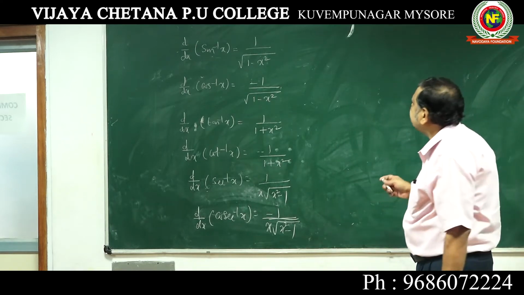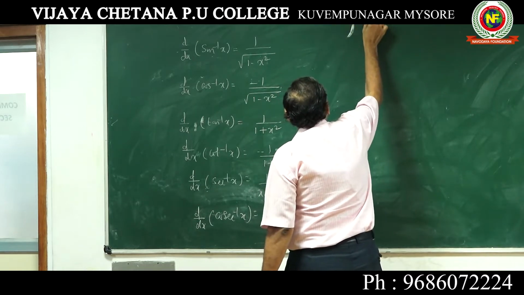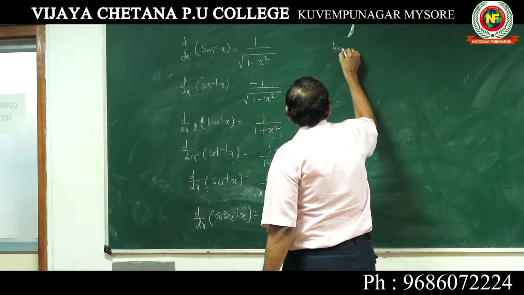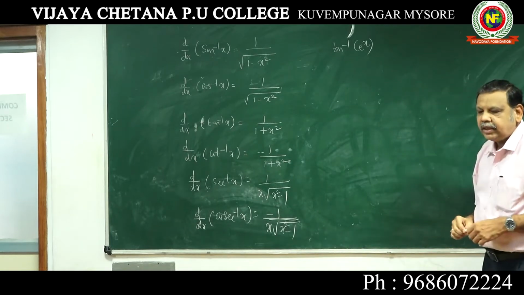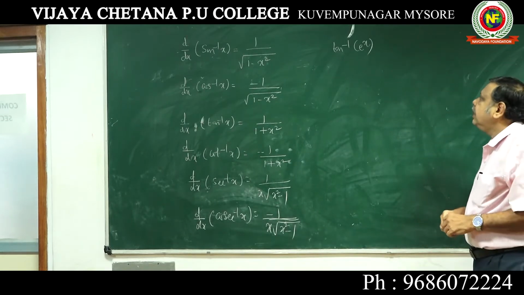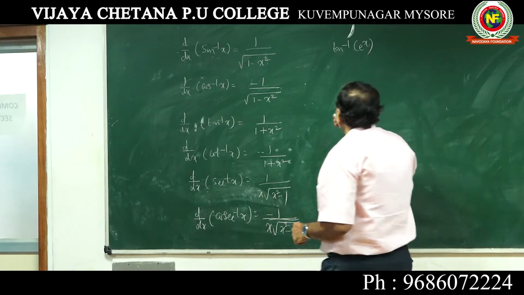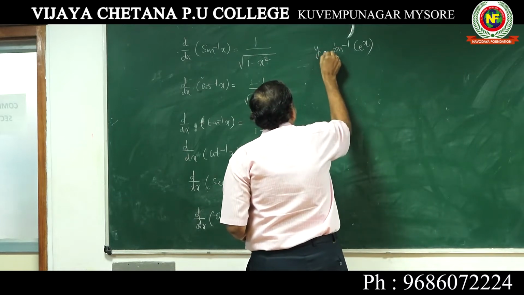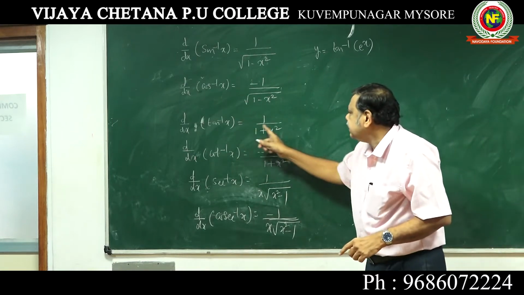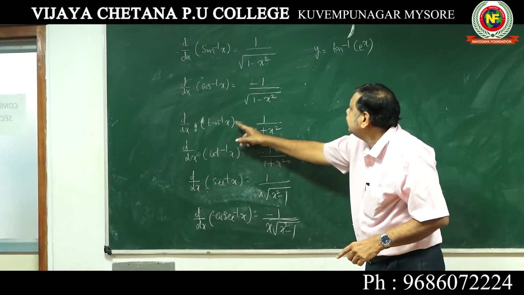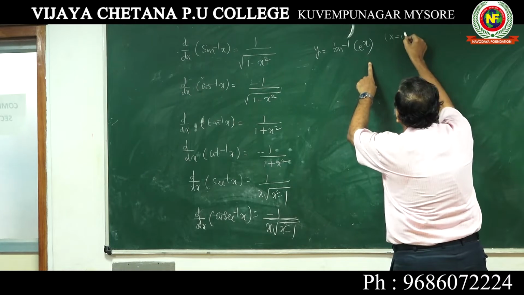Now differentiate with respect to x the following: tan inverse e to the power of x. Very important problem. This is a combination of an inverse trigonometric function as well as the chain rule. Take y equal to tan inverse e to the power of x. Now the derivative of tan inverse x is 1 over 1 plus x square. Instead of x, here it is e to the power of x.